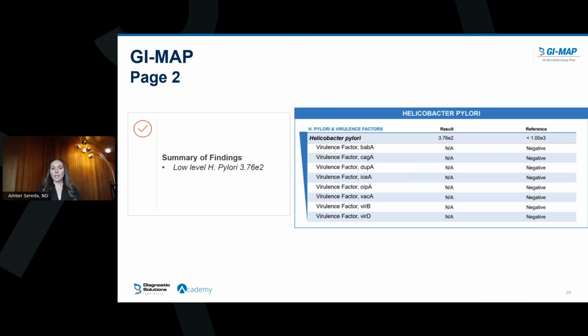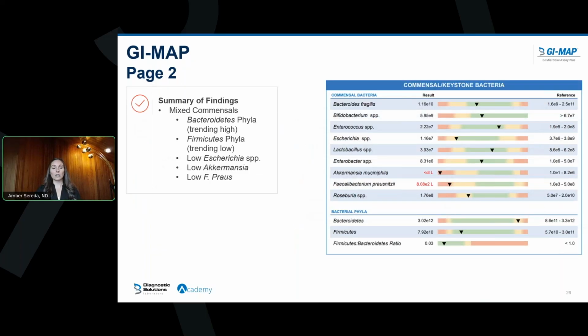We have a low level H. pylori, which is not top of my mind in this case. This could absolutely be commensal for him. He doesn't have any big upper GI symptoms, so I'm not thinking about that as a big player at this point. When we look at the commensal section, which is the bottom of page 2 of the GI-MAP, we see a few things.